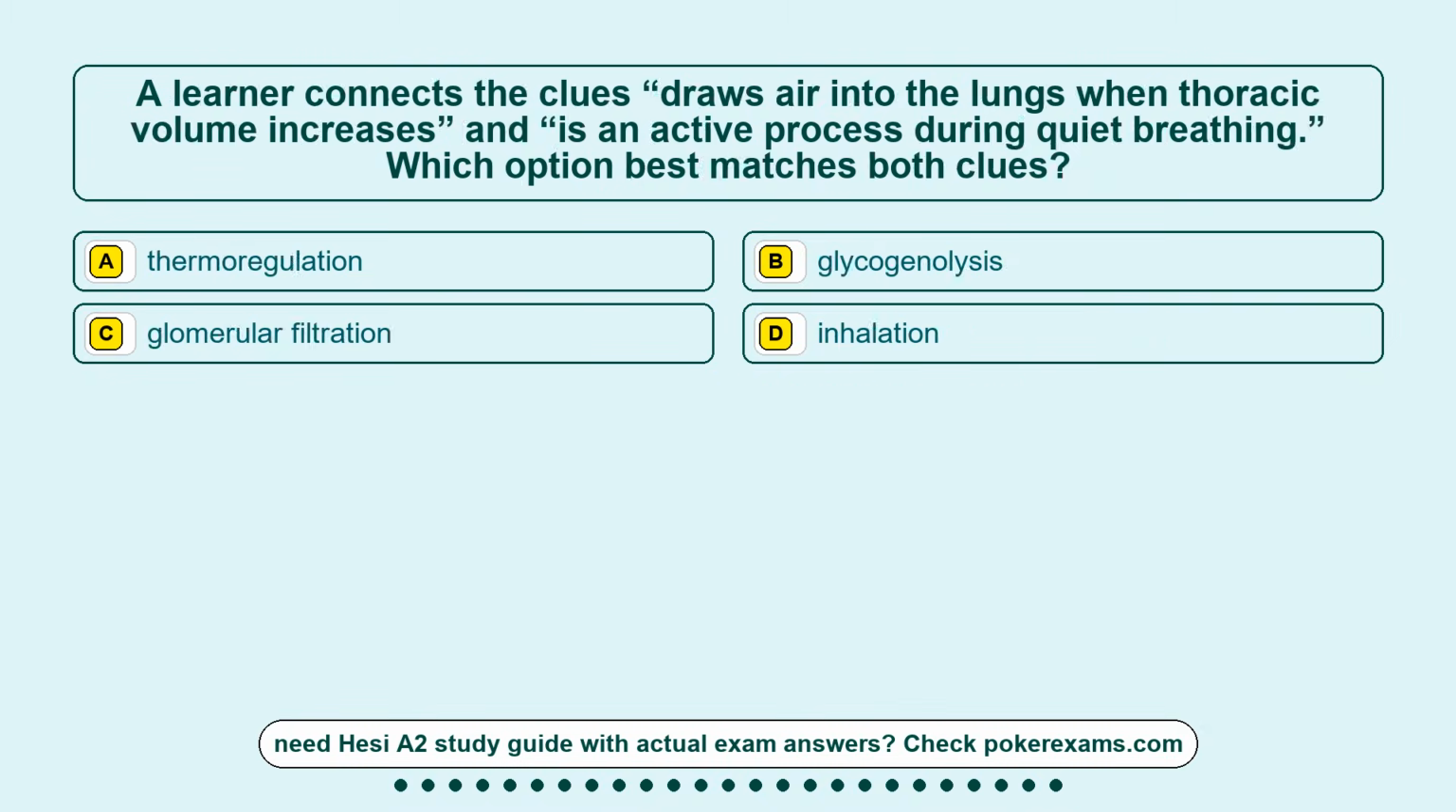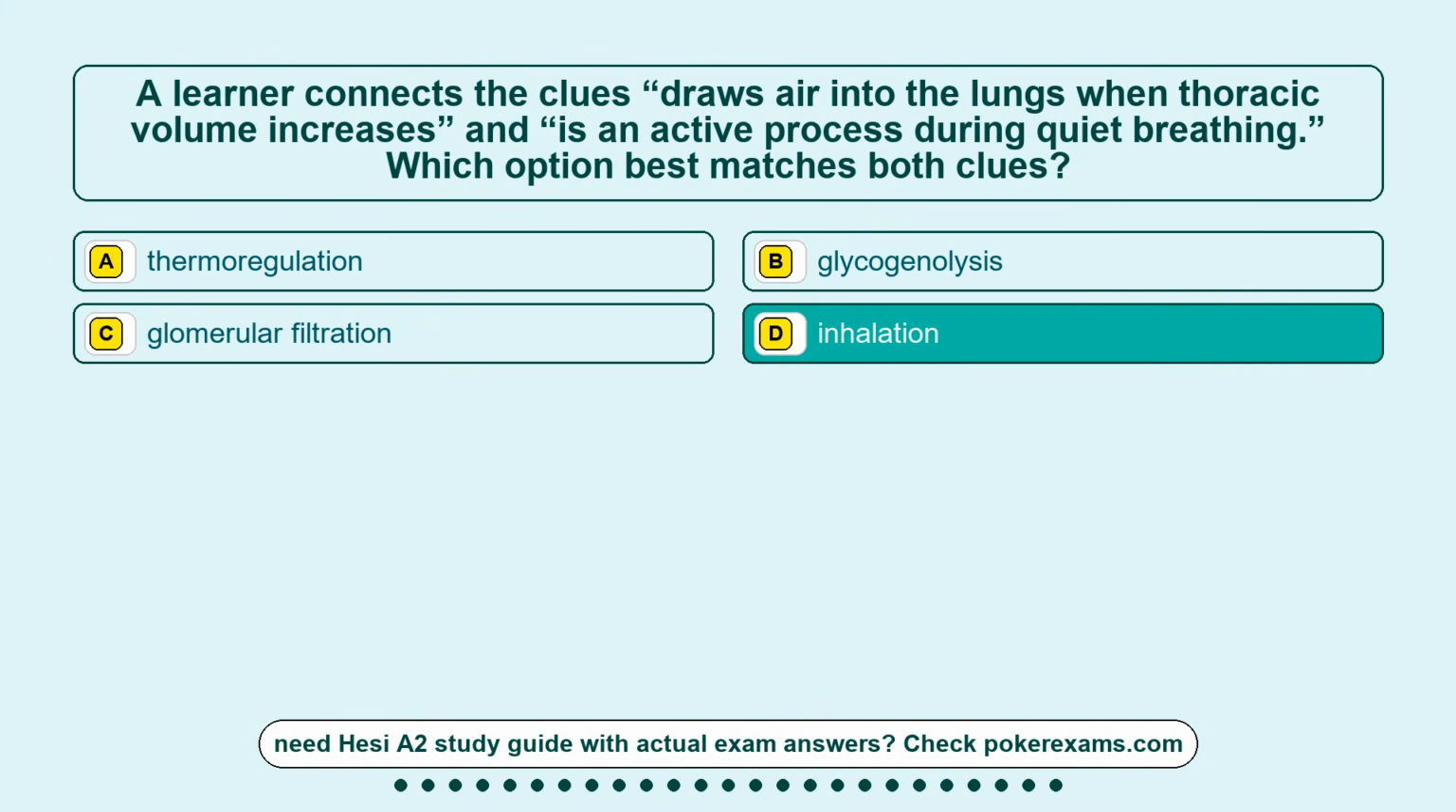Question 12. A learner connects the clues, draws air into the lungs when thoracic volume increases and is an active process during quiet breathing. Which option best matches both clues? Option A, thermoregulation. Option B, glycogenolysis. Option C, glomerular filtration. Option D, inhalation.